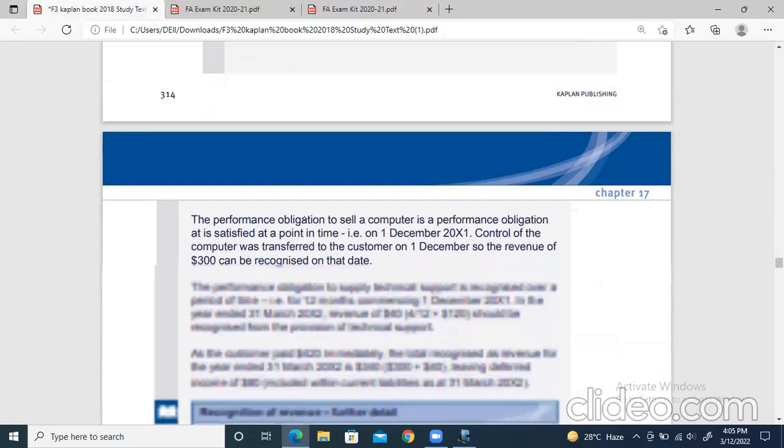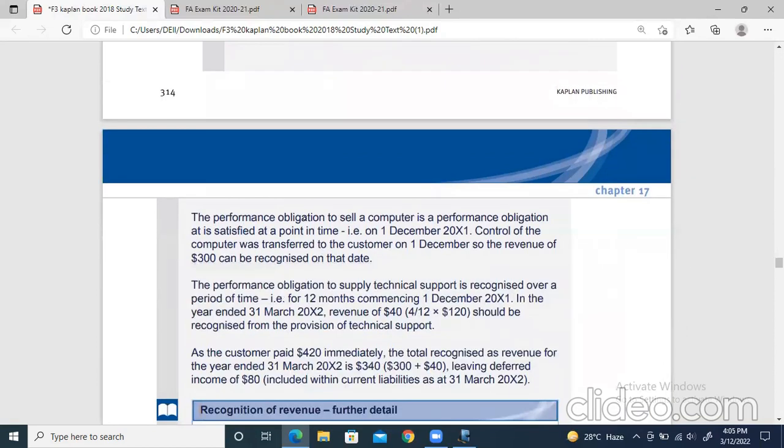So, you can see how the revenue is being recorded. The performance obligation to sell a computer is satisfied at a point in time because the computer was delivered the same day. It's written in the question as well, right? Control of the computer was transferred to the customer on 1st December. So revenue was recognized only $300, right? Not the whole 420, only the $300.